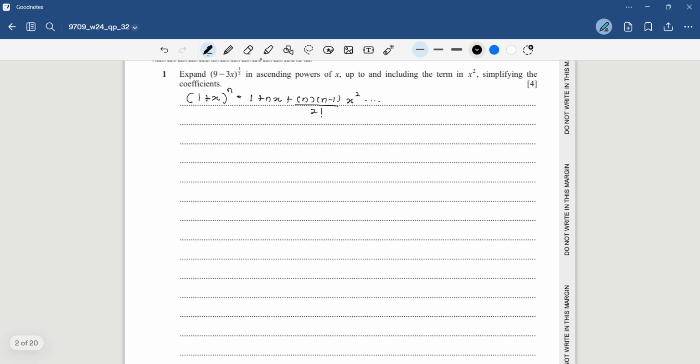If you notice here, this is 1, whereas for this case they give me 9. So I factorize the 9 outside, so it's going to be 9 bracket 1 minus 3 over 9 x, to the power of half. We can rewrite this as 9 to the power of half, bracket 1 minus 3 over 9, which we can simplify as 1 over 3 x, to the power of half. So it's going to be 3 bracket.